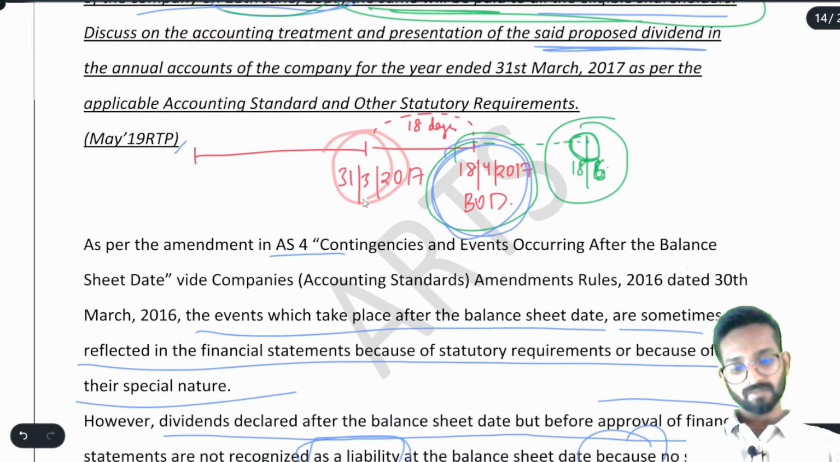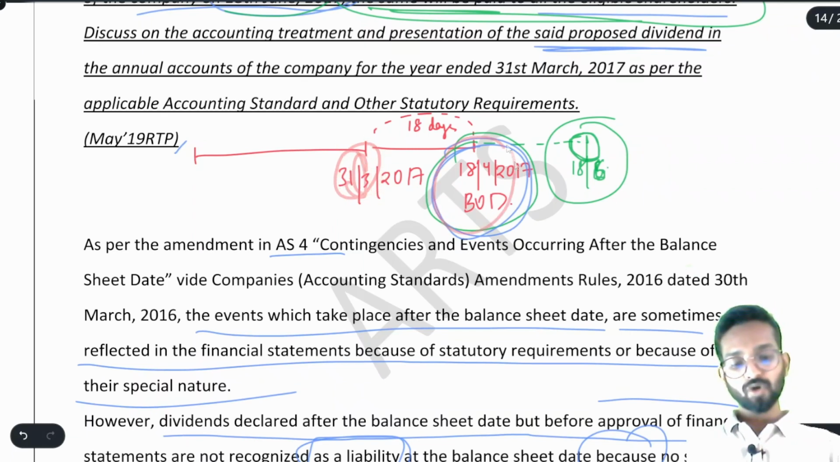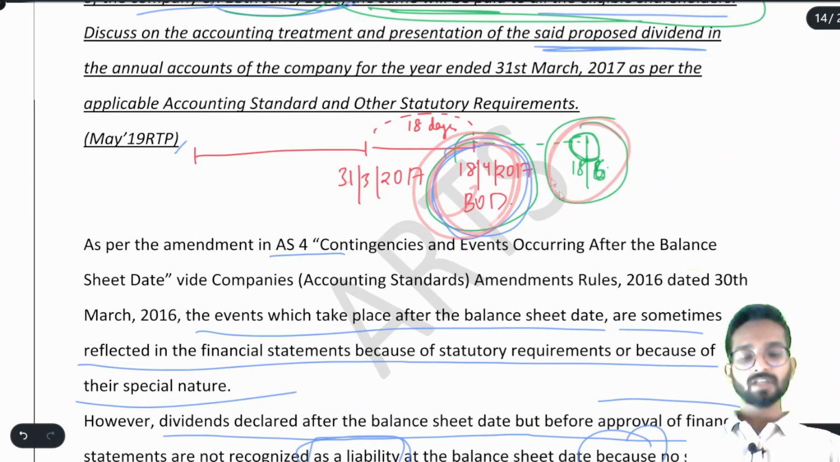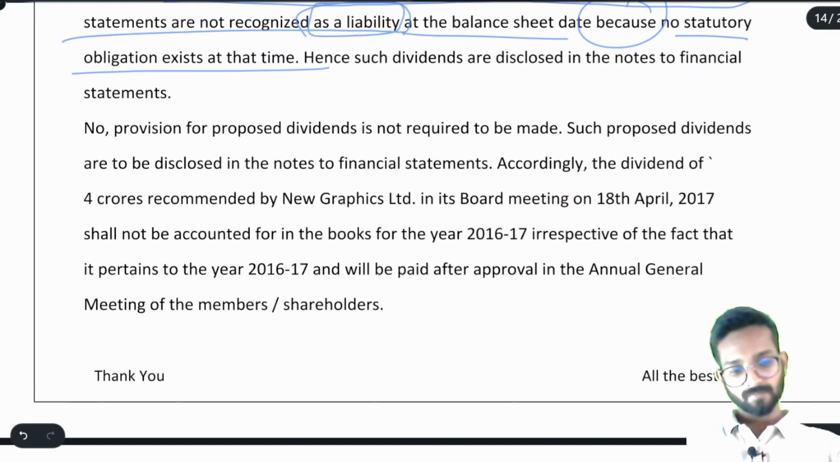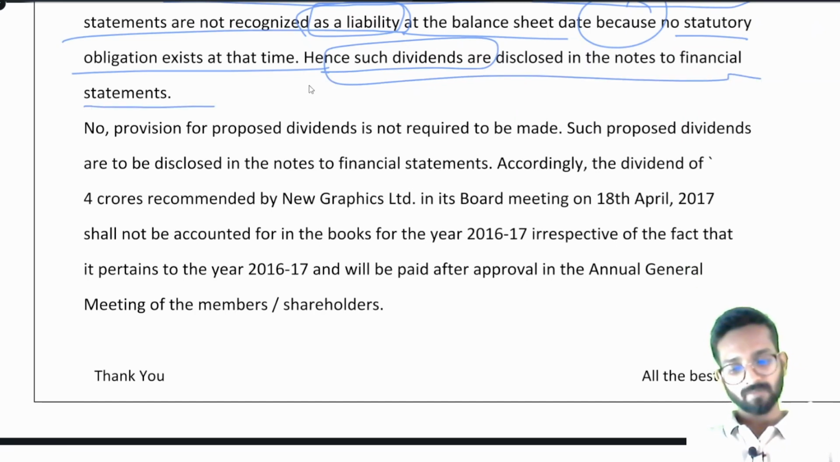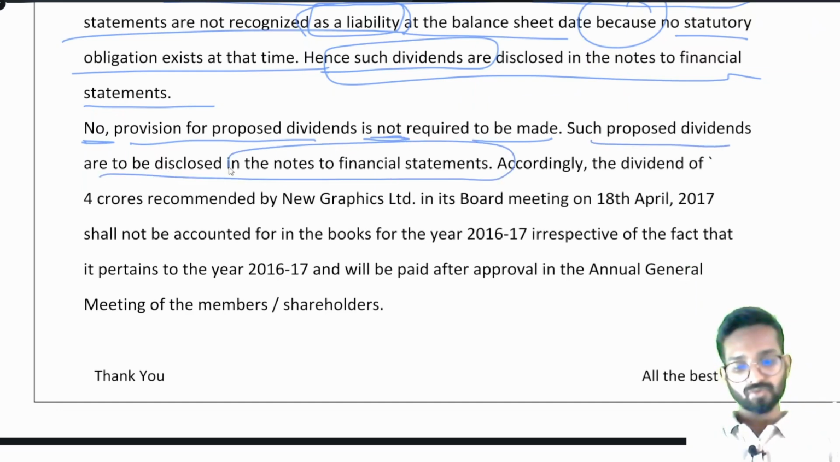On 31st March 2017, the company never knew whether we are going to provide dividend or not. Why? On 31st March, we have no idea about dividend. Because board will recommend the dividend, then shareholders will say, okay, we are giving you authority, you can pay the dividend. So on 31st March, there is no condition for dividend. So how can you say that it is an adjusting event? Understood? Now, no provision, hence such dividends are disclosed in the notes to financial statement. No provision for proposed dividend is required to be made. You cannot make provision for the proposed dividend. Such proposed dividend is to be disclosed in the notes to accounts only.